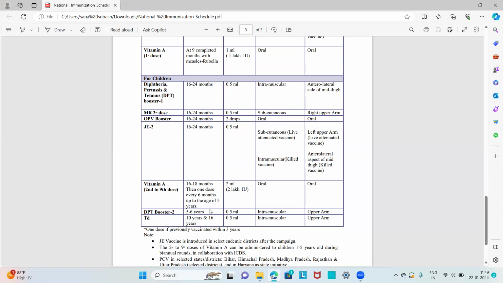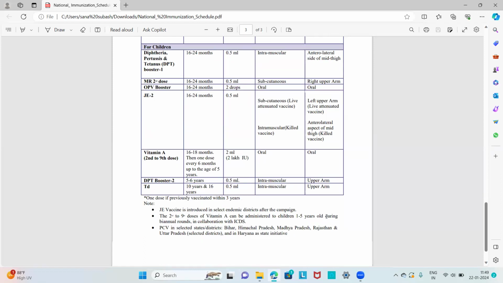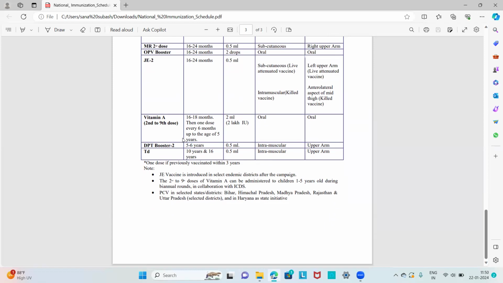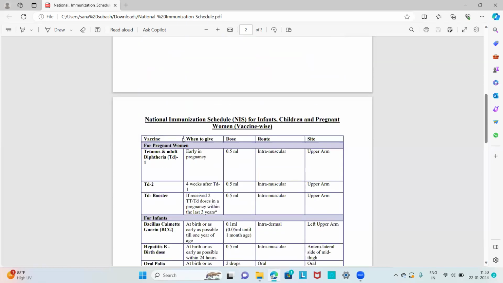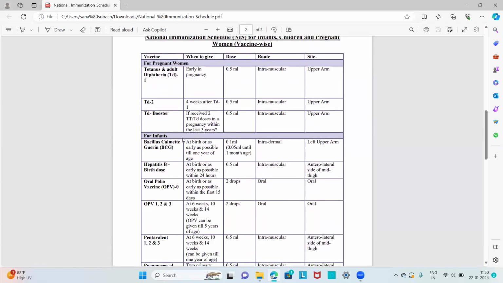DPT booster 2 at 5 to 6 years, 0.5 ml intramuscular upper arm, and the TD at 10 years and 16 years, we have to give the TD that is intramuscular upper arm. So that's all about the vaccination schedule. By remembering all these charts, we can easily answer many of the 1 mark questions.